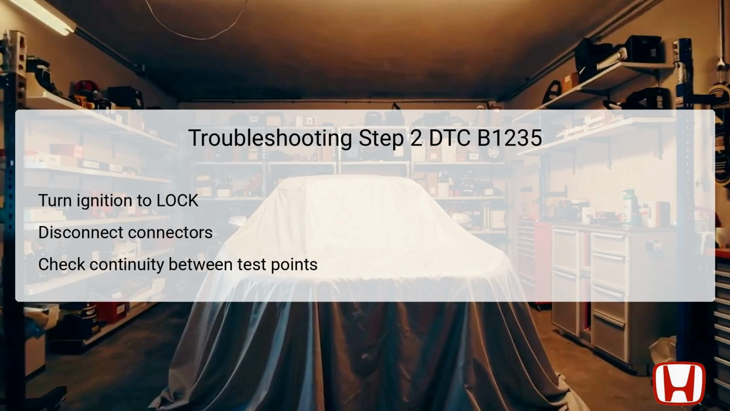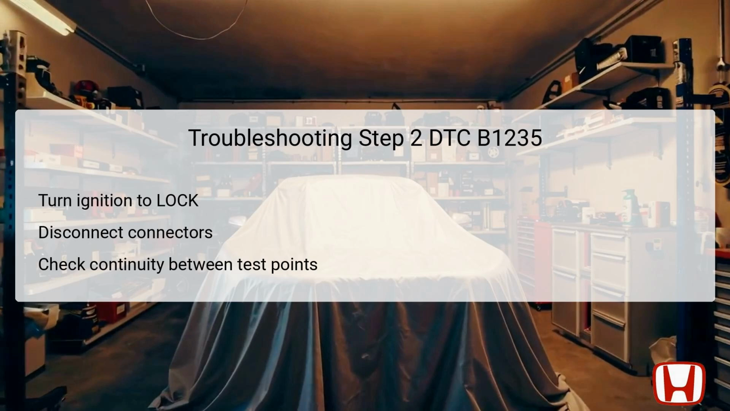Once disconnected, check for continuity between the designated test points. For M-Hot, the test point is the climate control unit connector number 3 to the air mix control motor connector number 7. For M-Cool, the check is between climate control unit connector number 4 and air mix control motor connector number 6. Proper continuity indicates the wires are functioning correctly.